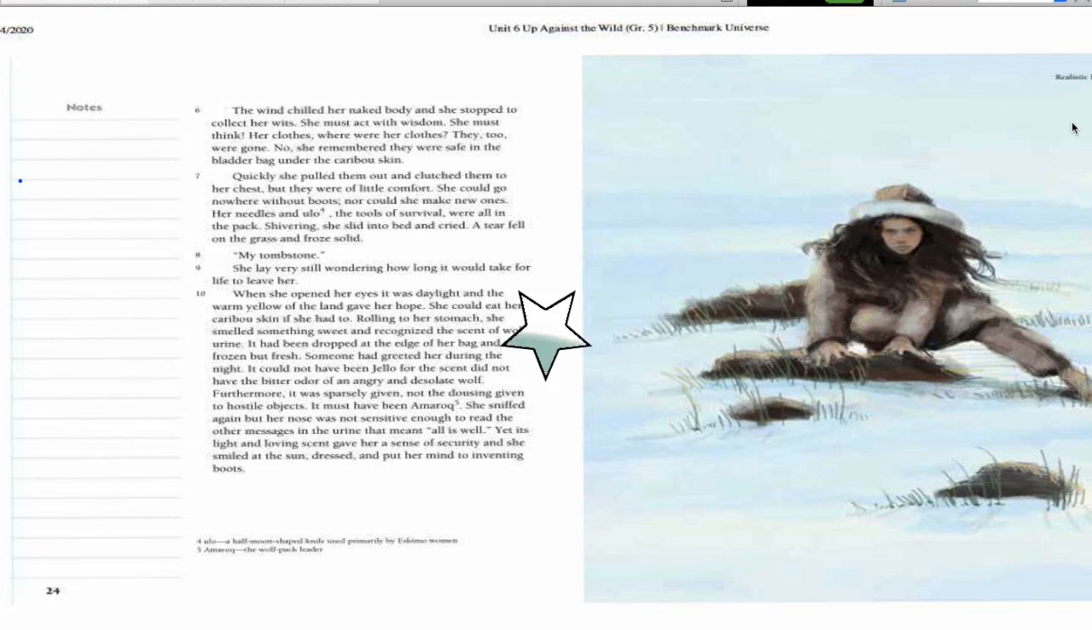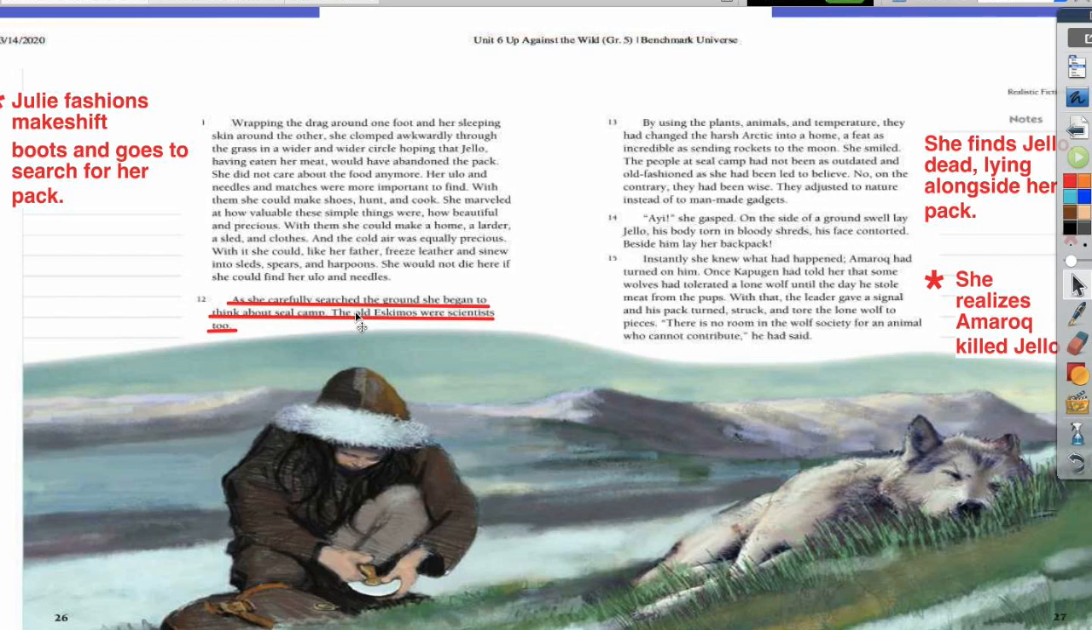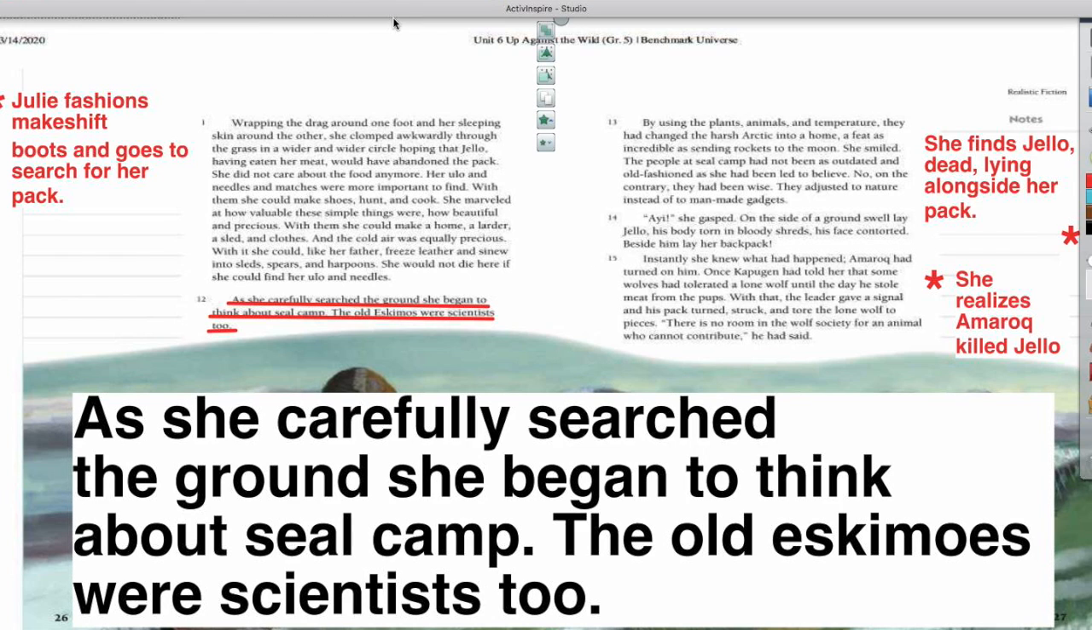Keep going in the story, I was looking at paragraph 12 when I made another inference. In paragraph 12 it says, "As she carefully searched the ground, she began to think about Seal Camp. The old Eskimos were scientists, too." So think about what inference these sentences might make you make, what conclusions you might come to.